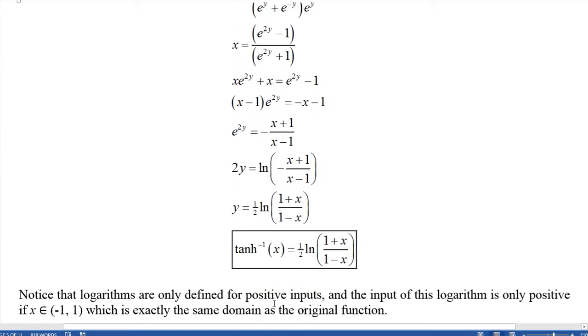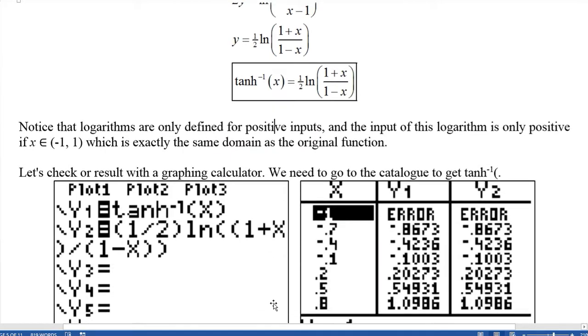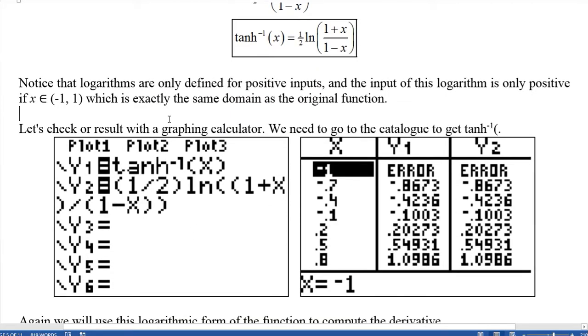Well, that agrees with it, and we could check it. I'll just show you the calculator here. You can check it yourself. So we do inverse tangent of x. Again, we get that from the catalog on a TI-84, and then here's the other version of it in terms of logarithms. Watch your parentheses there, and we check that out.